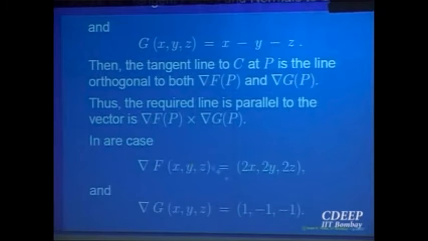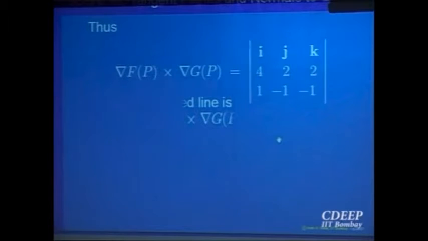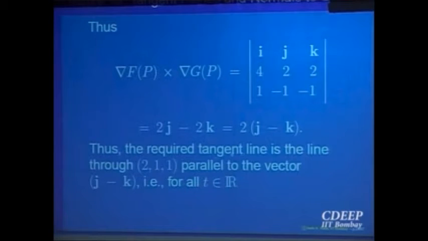So compute gradient f, gradient g, take the cross product. Everybody knows the cross product of vectors? Yes, so let us not bother about it. You can write it in the form of a determinant with i, j, k and compute, and that comes out to be a vector which is parallel to the tangent. So you can write down the equation of the line, r(t) equals a plus t u, passing through a point a, where u is the direction along which it is going to go.